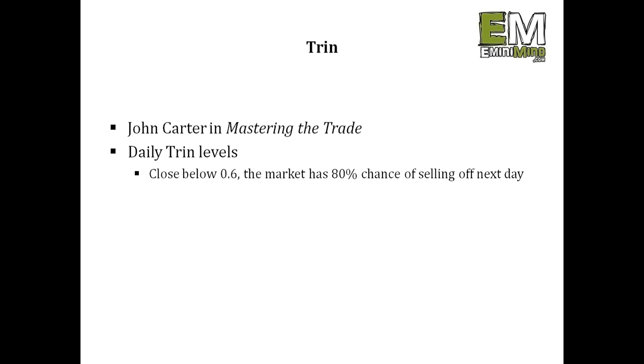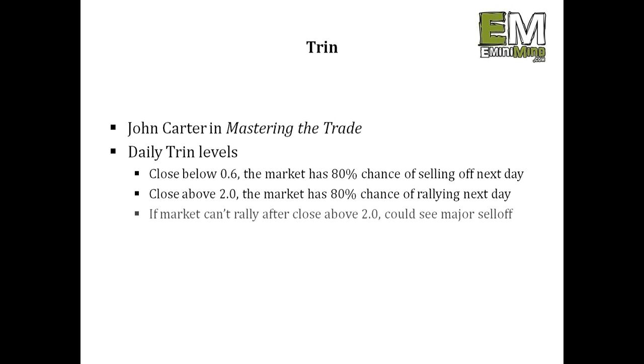So if we get a close below 0.6, John Carter says the market has an 80% chance of selling off the next day. And I did notice this according to his claims from the book, and just kind of piecing together my own thoughts from looking and observing the TRIN. So from a daily perspective, it did have some weight, but again, over the last couple of years, with the strength and the growing of the inverse ETFs, I've kind of lost some of its credibility. But if we get a close above 2.0, the market has an 80% chance of rallying the next day, and if the market can't rally, we could see a major sell-off.